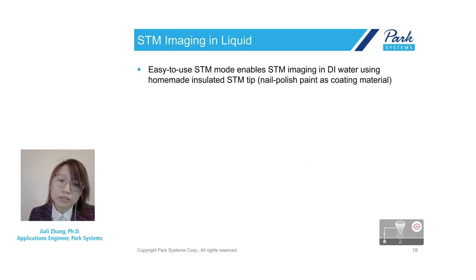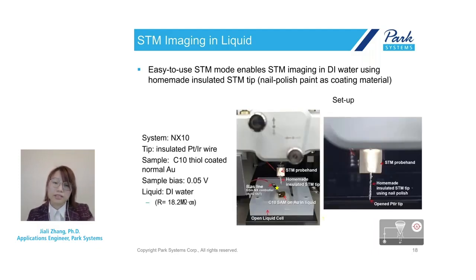So I will use the same STM module that was shown before, also using the platinum iridium wires. However, the setup is slightly different. We will have an additional step. We need to insulate the STM tip with a layer of coating. And here, I use nail polish as a coating material.